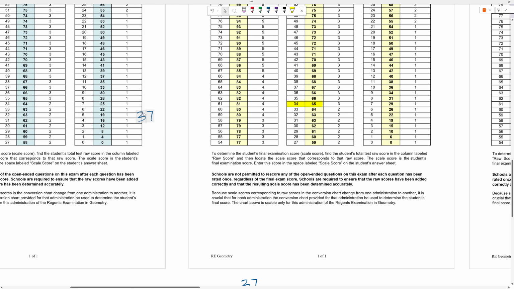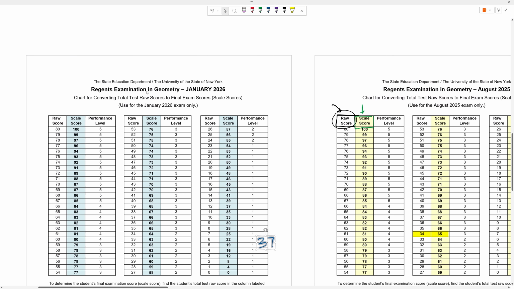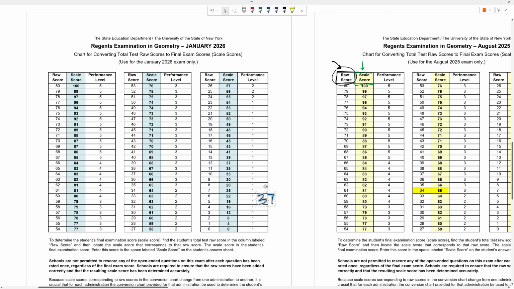Instead, they plug it into this chart. Let's say that you took this exam in January of 2026. That year, a raw score of 37 would have gotten you a 66, and you would have ended up passing this test, even though you only got 46% of it right. So the curve would have saved you in this case.